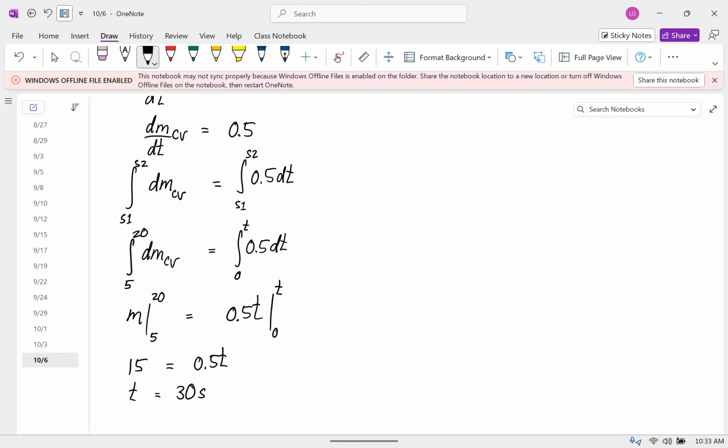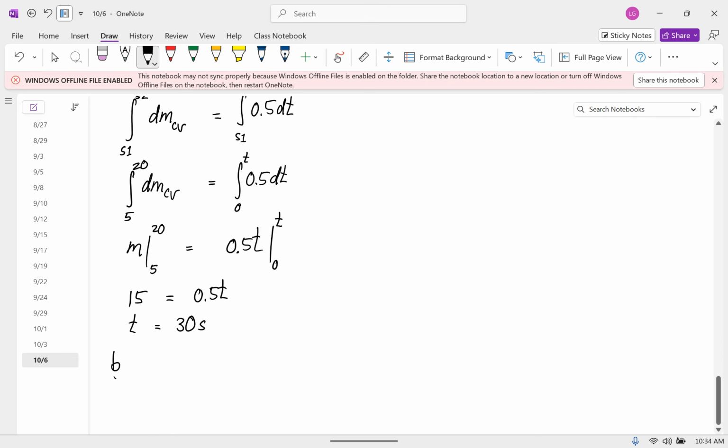Any questions about that? So anytime you're using differential forms of any of this stuff, an integration like that is a tool that you have if you're trying to go from a differential form to a total amount of stuff or a total amount of time. Okay.